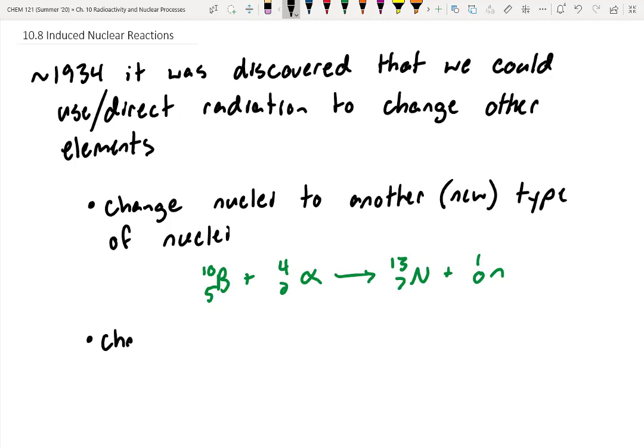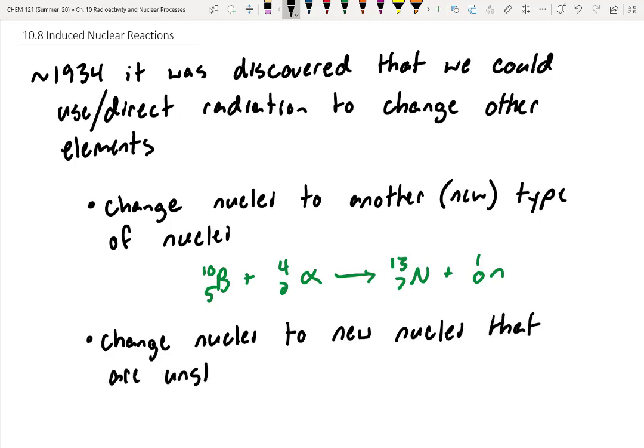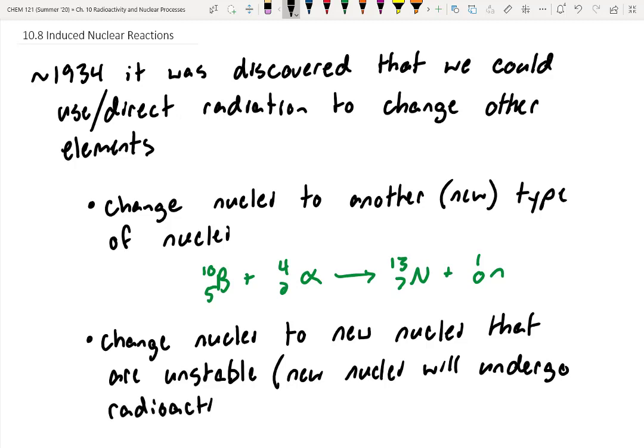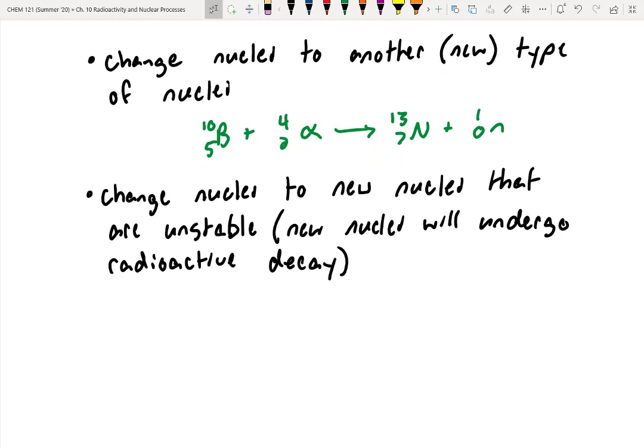Another thing that they noticed, though, was sometimes you can change nuclei to nuclei that are unstable. What this means is that the new nuclei will undergo radioactive decay. A good example of this that we actually saw in the last video was taking nitrogen-14 from the air, bombarding it with a neutron and creating carbon-14, and we said that that carbon-14 will decay slowly over time, right? So that's an example of this even occurring in our upper atmosphere.